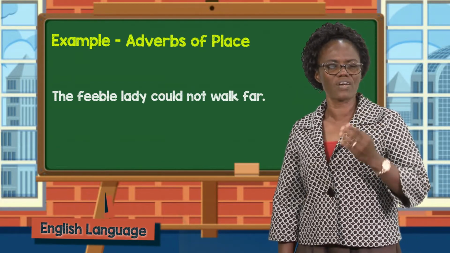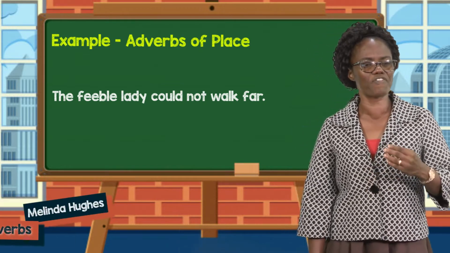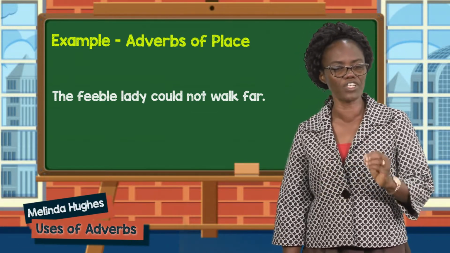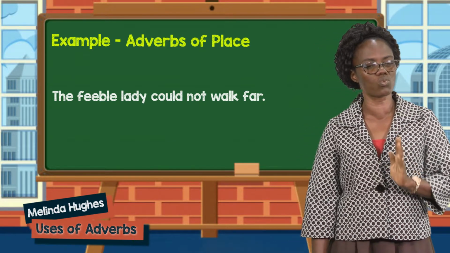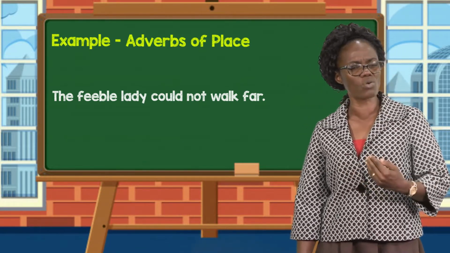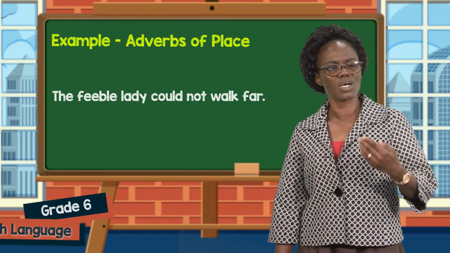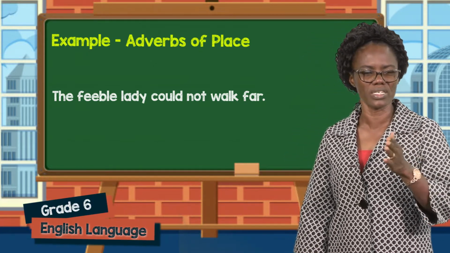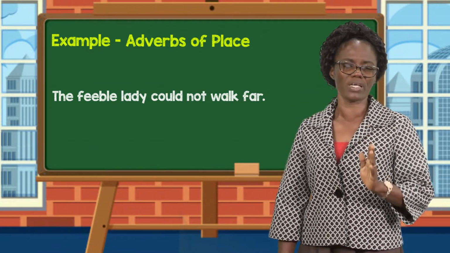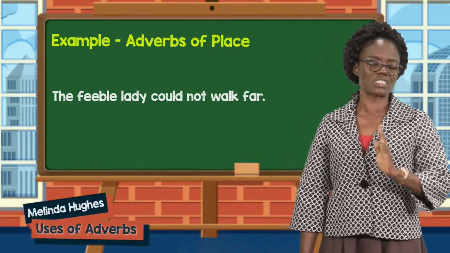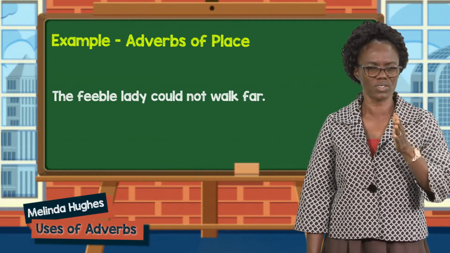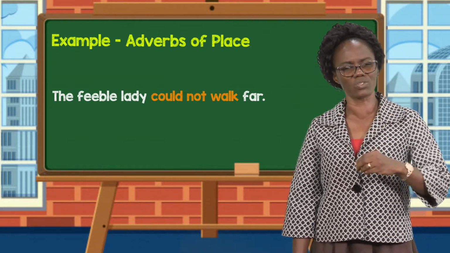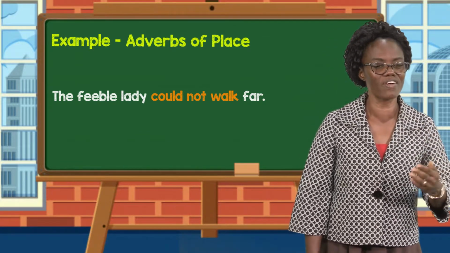Next we have another sentence. The feeble lady could not walk far. Of course, this sentence has a verb or an action that is linked by a word that tells us it's negative, the word not. So the lady could not walk, and then we ask the question where?